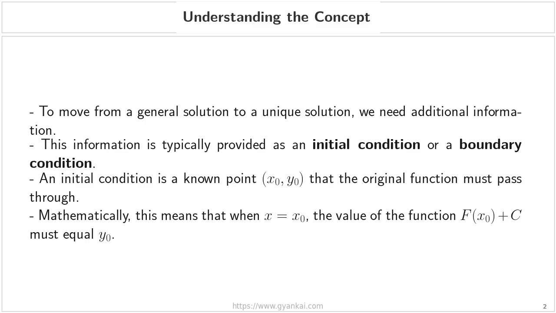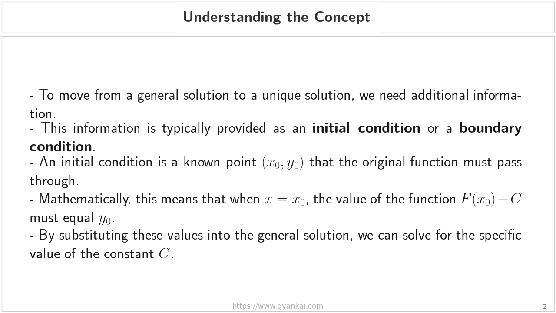Mathematically, this means that when x is equal to x sub 0, that specific x value from our known point, the value of our general solution, which is F(x) + C, must equal y sub 0, the y value from our known point. Let me say that again to make it clear. If we plug x sub 0 into our function F(x) + C, the result has to be y sub 0. This gives us an equation we can solve.